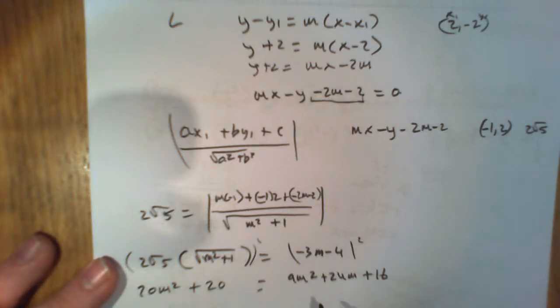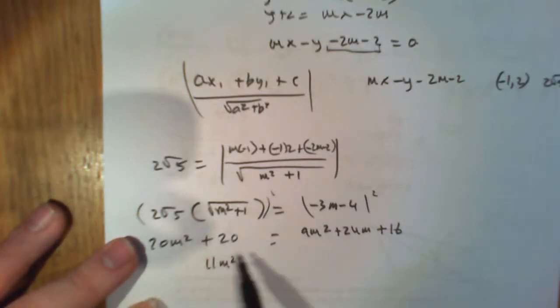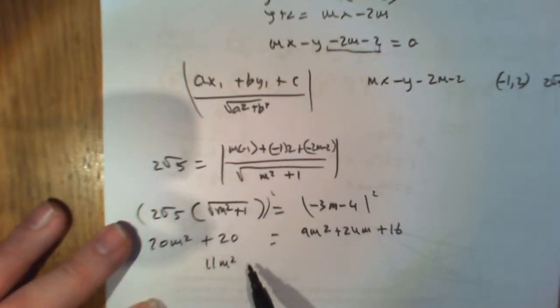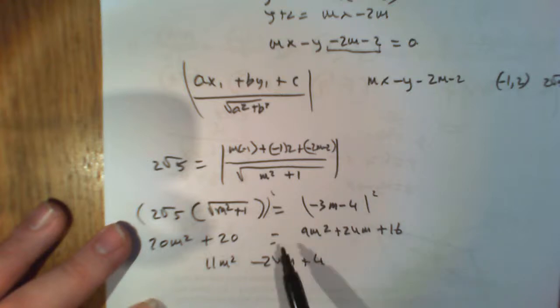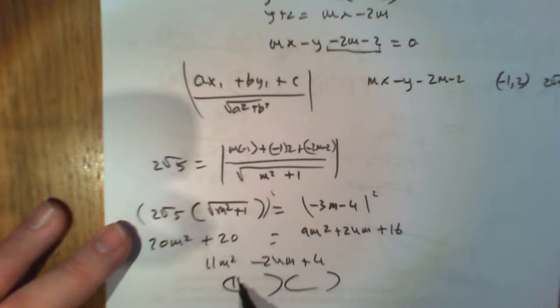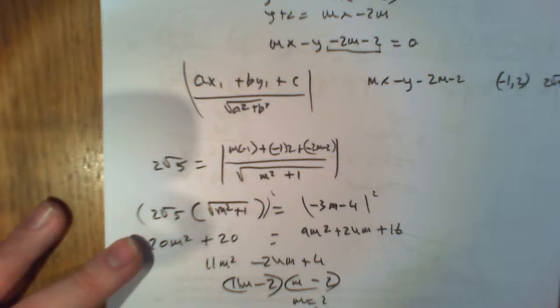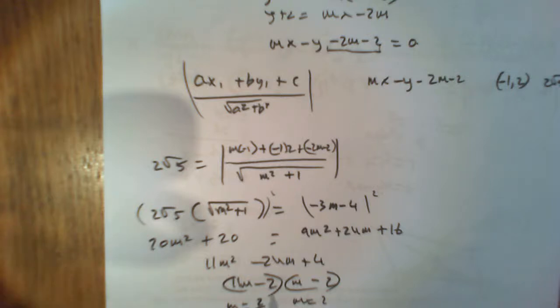Let's bring it all together. That's 11m squared, bring that over, minus 24m plus 4. I think, yeah. Hopefully this has to factorize. This has to work. 11m and m, 2 and 2, and 2 minuses. So m is equal to 2, or m is equal to 2 over 11.